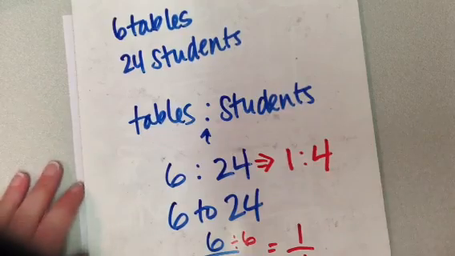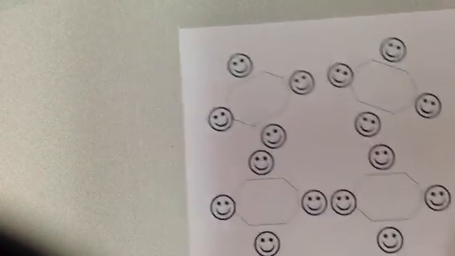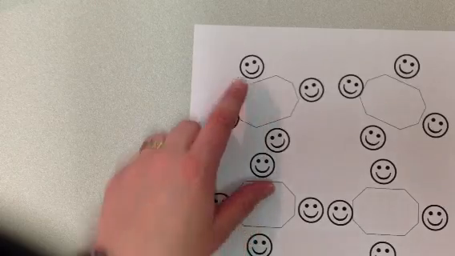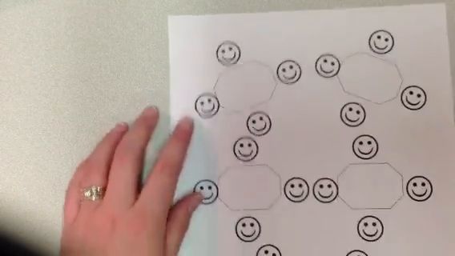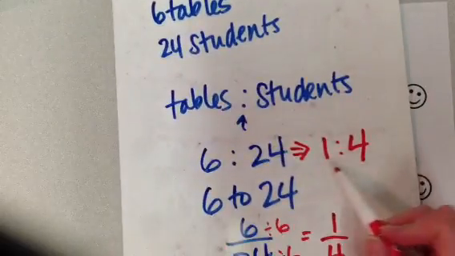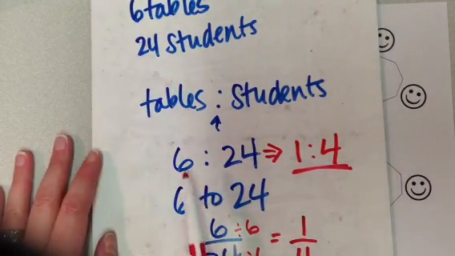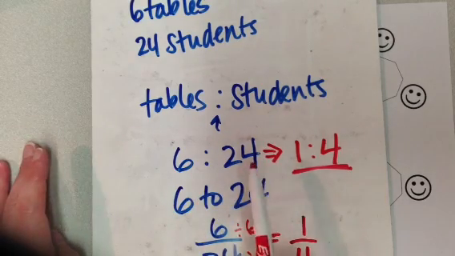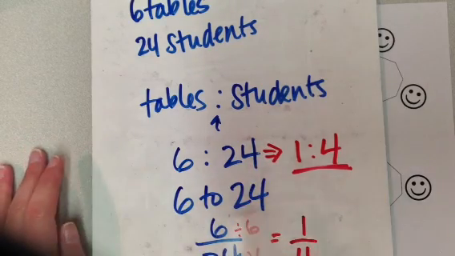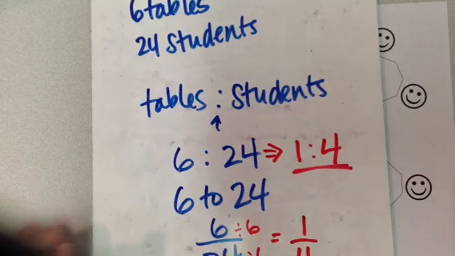And you can see that in our picture here too. How many students are sitting at one table? Well, there's 1, 2, 3, 4 happy smiling little faces, right? And so that would be the reduced version of that ratio. There's 6 total tables in the classroom, there's 24 students, and I could reduce that and say at every one table, 4 students are sitting.